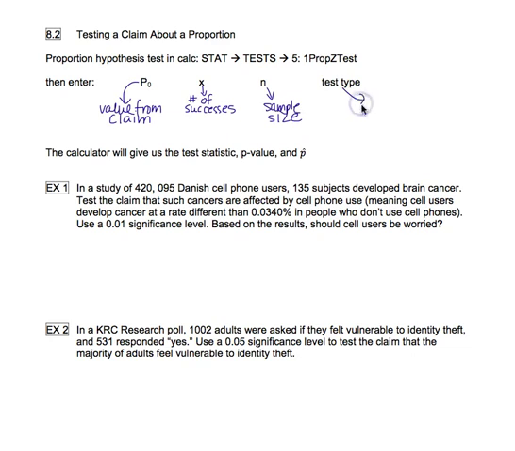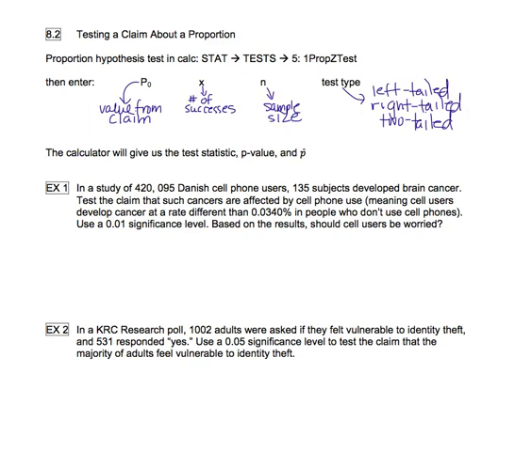And test type, like we talked about in 8.1, we either have left-tailed tests, if we're doing a less than, right-tailed, if we are doing a greater than, or two-tailed, which is when we have the not equal to. And the calculator will spit out at us the test statistic, the p-value, and our p-hat value. So remember, p-hat is the sample proportion that we're talking about.